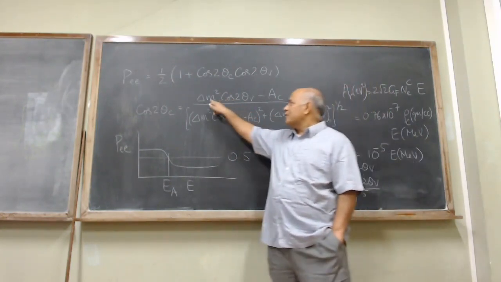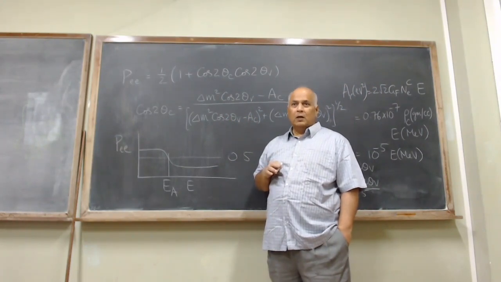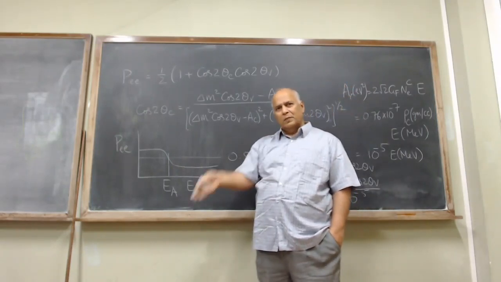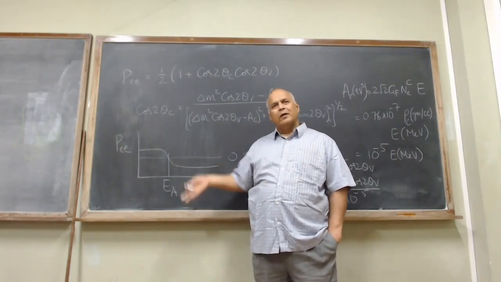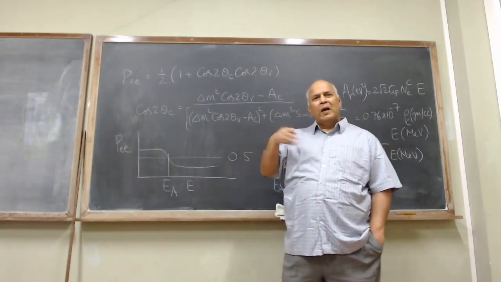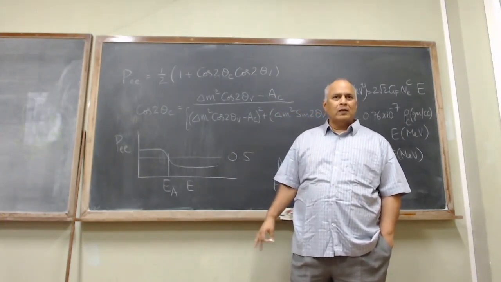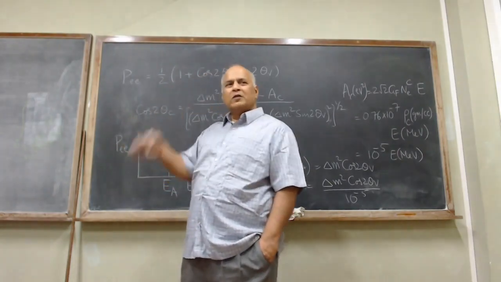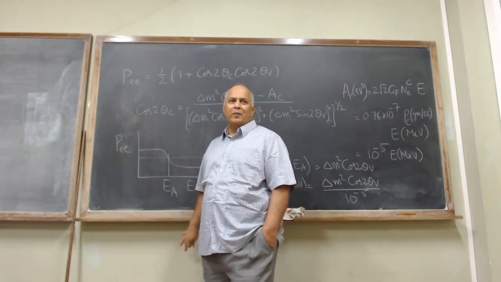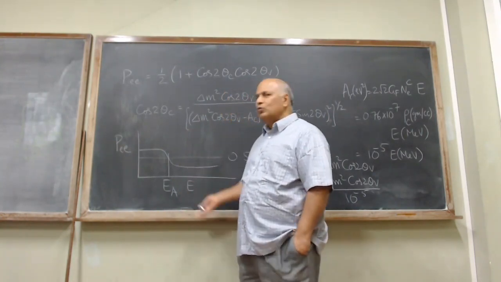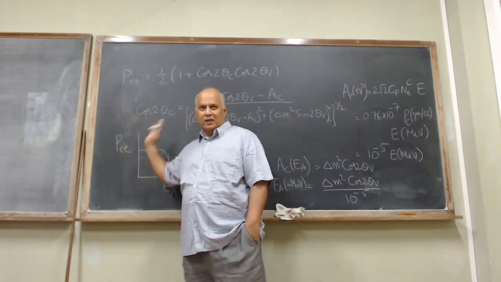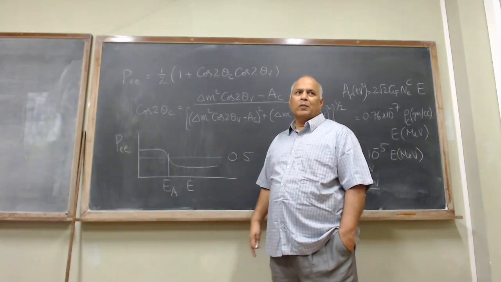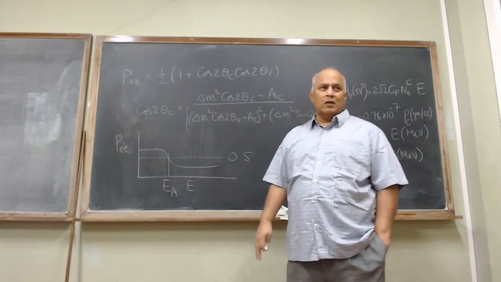Because imagine if delta M square is negative, then cos theta at the core is negative and the mixing angle will continue to be negative. The matter dependent mixing angle will always be negative. So you will find that the PEE will always be below 0.5 if delta M square had been negative. But we do find at very low energies PEE greater than 0.5. Therefore, we believe that delta M square is actually positive as far as solar neutrinos are concerned.